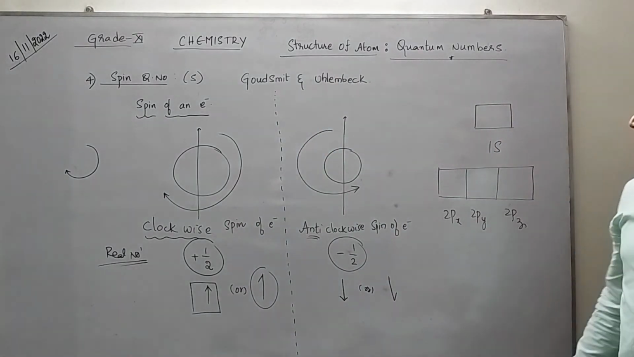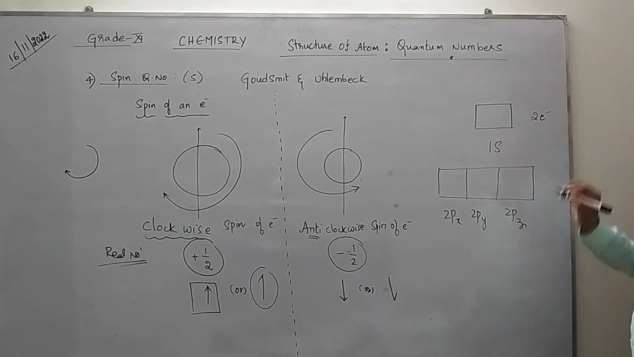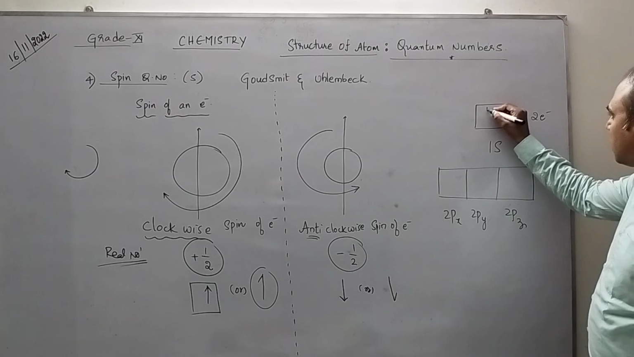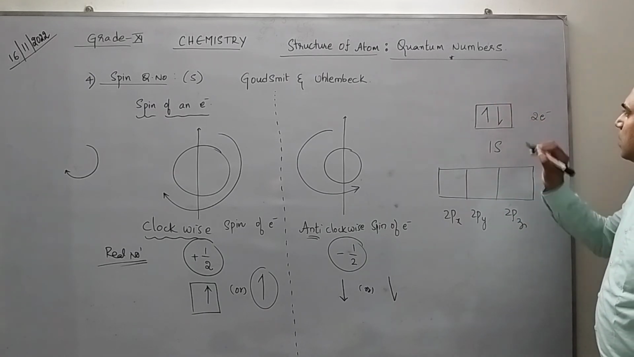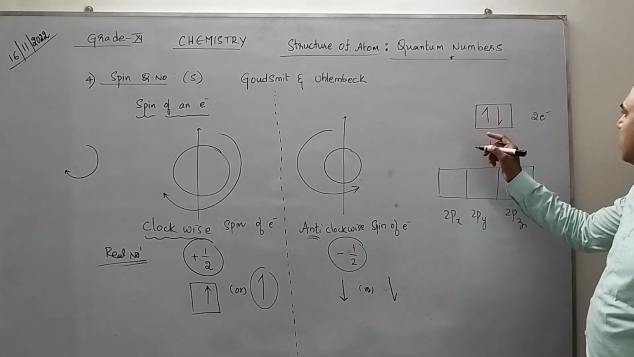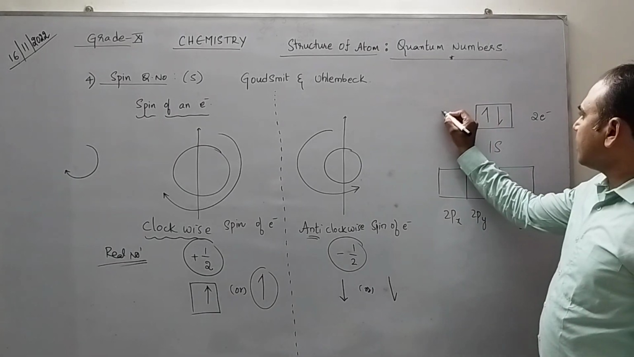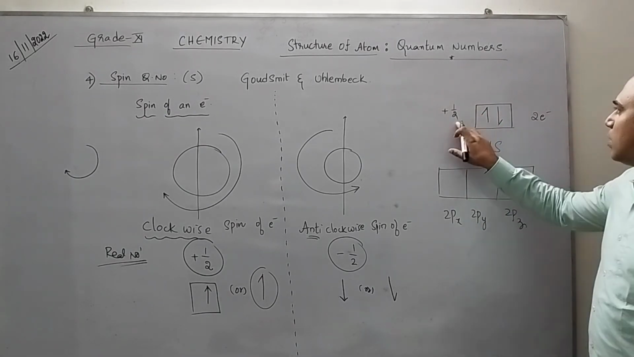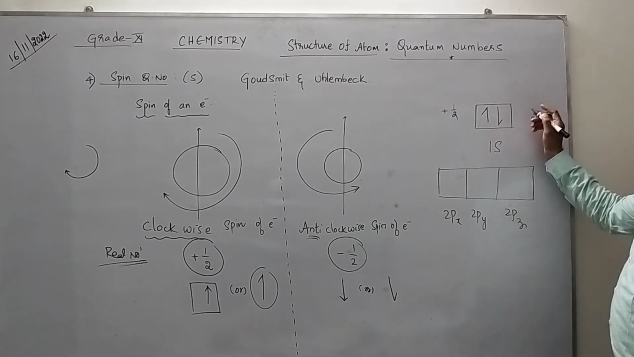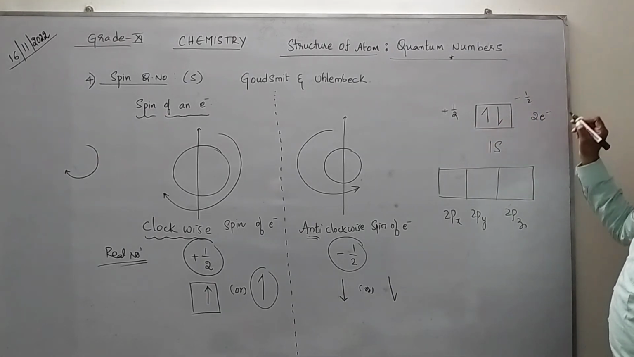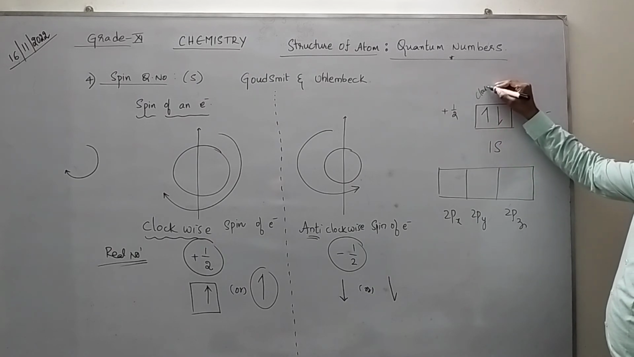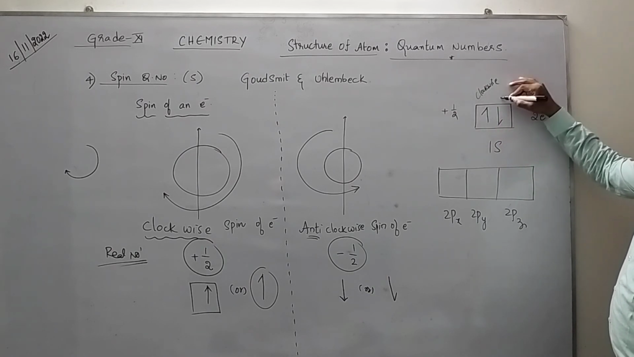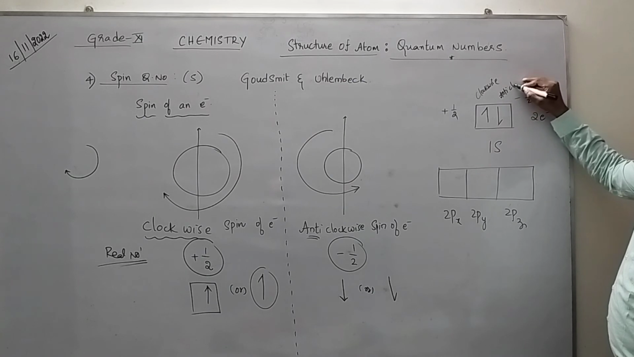In 1s, you have to fill 2 electrons. The first one is written in the upward direction, the second one is written in the downward direction. So this particular electron has spin quantum number plus half, and this electron will have minus half. So what does it indicate? It indicates that the first has clockwise spin, and the second one is having anti-clockwise spin.